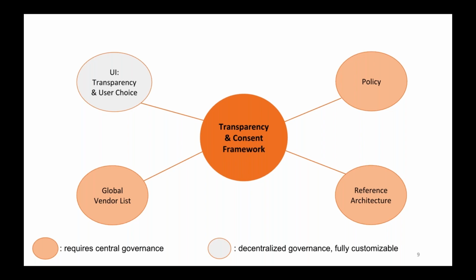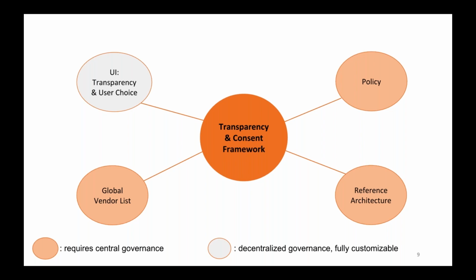It is also completely within the power of the publisher to choose who to work with. And the framework provides a global vendor list, which is a registry of technology vendors that make available information about themselves as the GDPR requires, such as the purposes for which they're processing data, the legal grounds for processing that they're relying on for that data, where their privacy policy is found, and other information that is required under the GDPR.